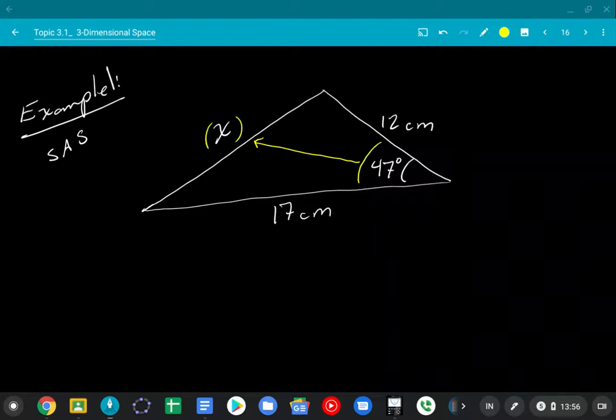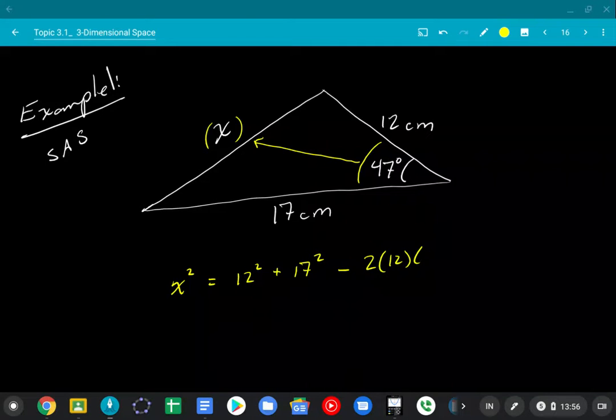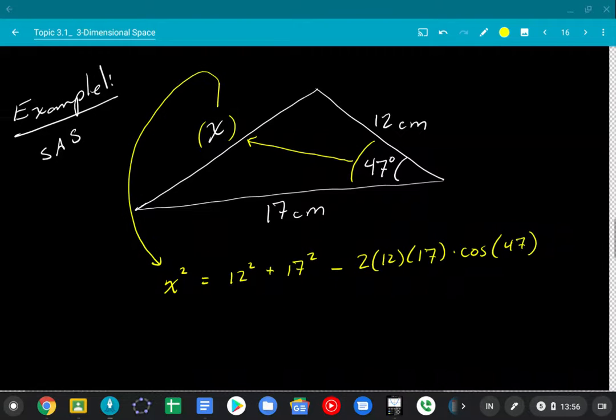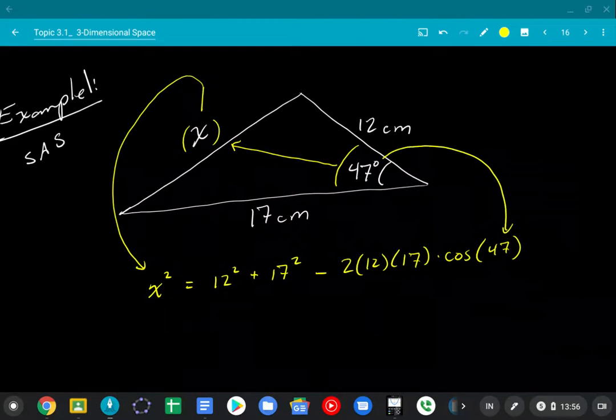So I'm going to say x squared is equal to 12 squared plus 17 squared minus 2 times 12 times 17 times the cosine of 47. And that's how you set it up. All right. Remember, so long as this goes on this end and its opposite angle goes on this end, everything else goes in between. All right.